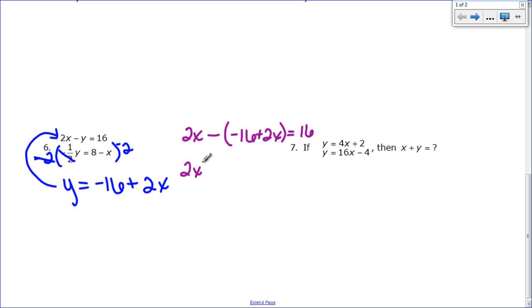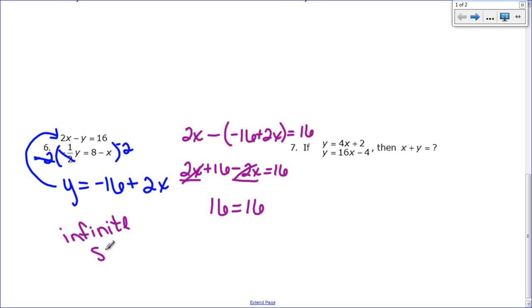So this becomes 2x minus a negative becomes plus 16, and then negative and a positive makes negative 2x is equal to 16. So if I combine my like terms, this 2x and this minus 2x cancel each other out. And what I'm left with is a statement that says 16 equals 16. I don't have any variables. They all disappeared. But in my world, hopefully in yours too, 16 really does equal 16. And so since this is a true statement, it tells me that this problem has infinite solutions, which, if you will remember, means that these are exactly the same line. So when I graph them, one will graph right on top of the other.